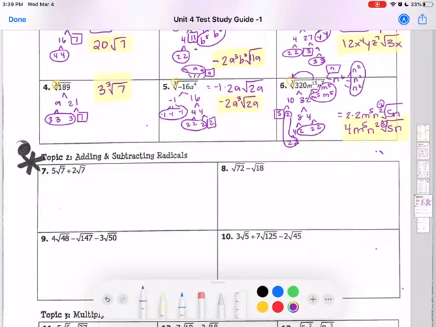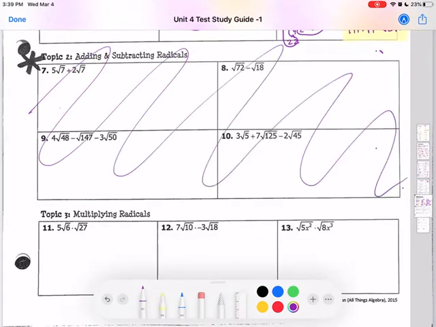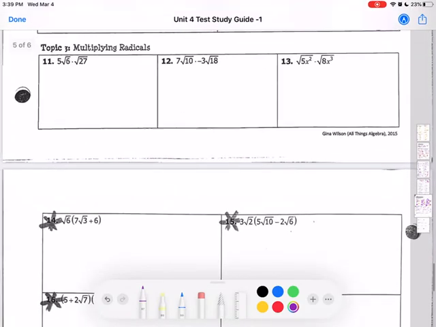Alright, so the next section, adding, subtracting, we can skip, we didn't cover that. And we're moving on to multiplying radicals. So we multiply coefficients together and then radicands together. I have a coefficient of 5 and a coefficient of 1. So 5 times 1 is 5.